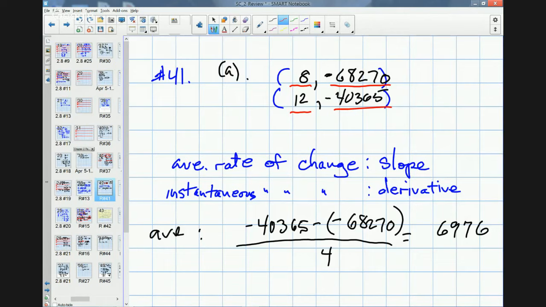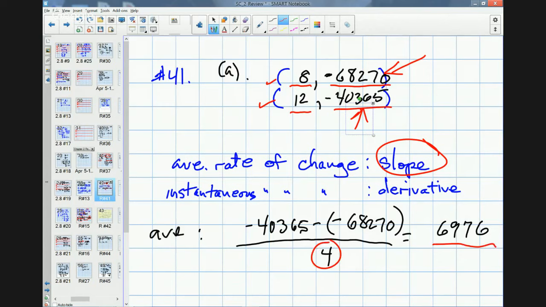Now we've got an ordered pair that represents 1998 sales, and we have an ordered pair that represents 2002 sales. So what's the average rate of change? Hopefully you remember this. That's just good old slope. So you put it in the slope formula. y2, that's this one right here, minus y1, over 12 minus 8, which I already calculated as 4.